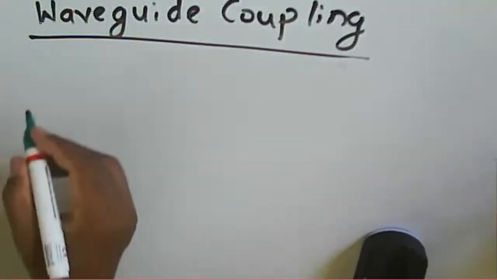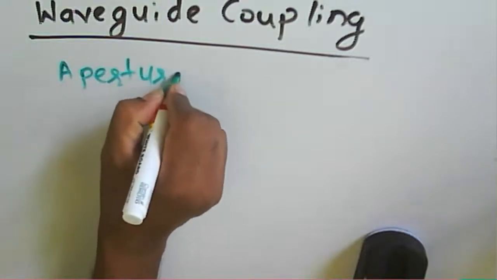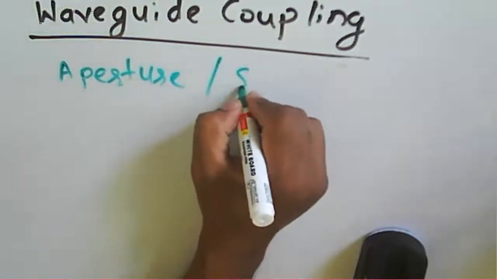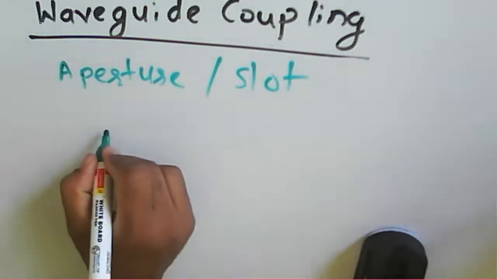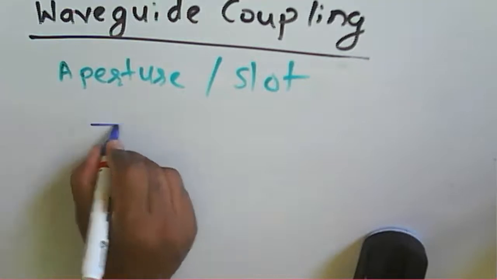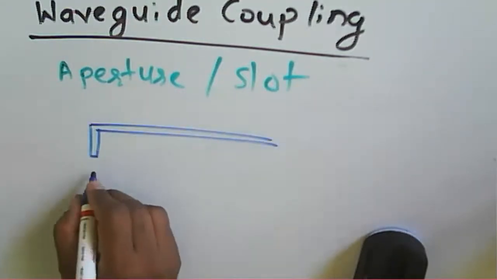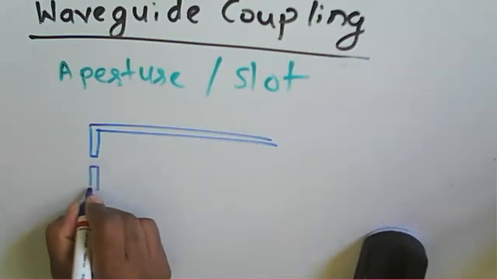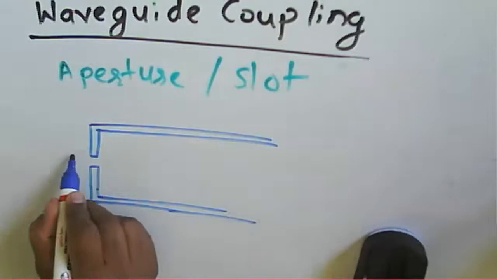Then another is aperture coupling, or we can say slot coupling. In an aperture coupling or slot coupling, a small section of a slot is there. So for a given particular waveguide, there is a small section of a slot opening here. This one is the guide. This is the small section of a slot. It's open here.